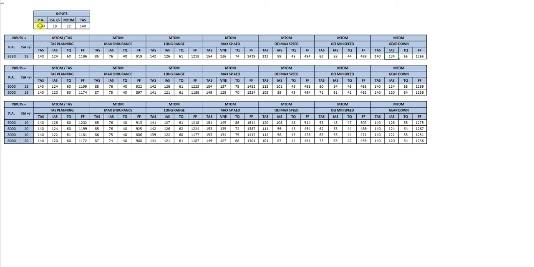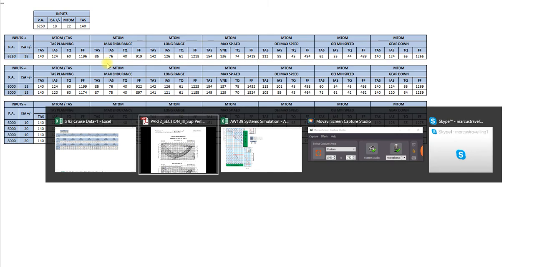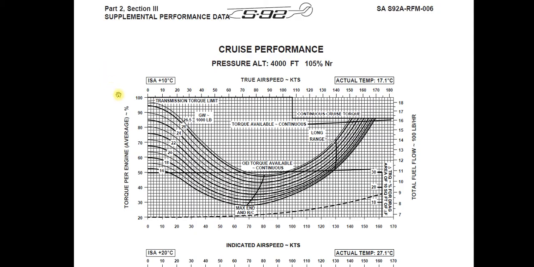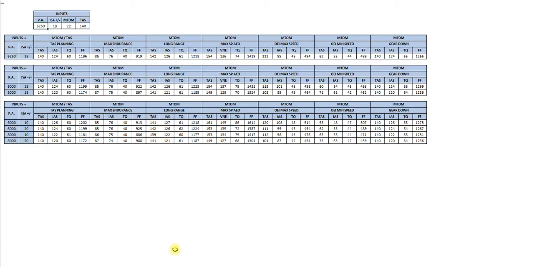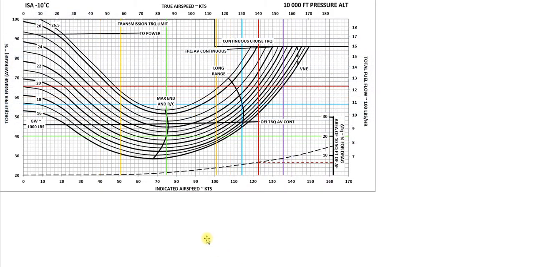So as you can see, this makes it a whole lot simpler to work out your performance than actually going into these charts here and working it out. I mean, if you want to interpolate, you'd have to go into two or three charts and do all the interpolations yourself. But this does it automatically. You can see on these charts.